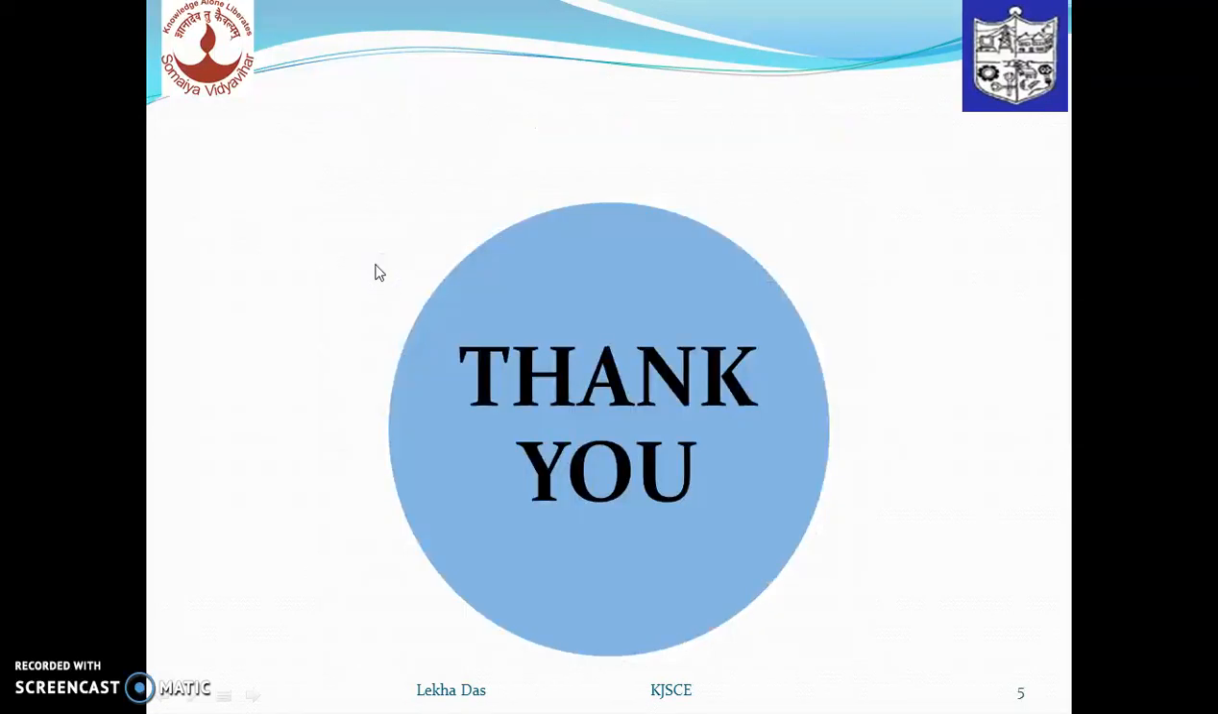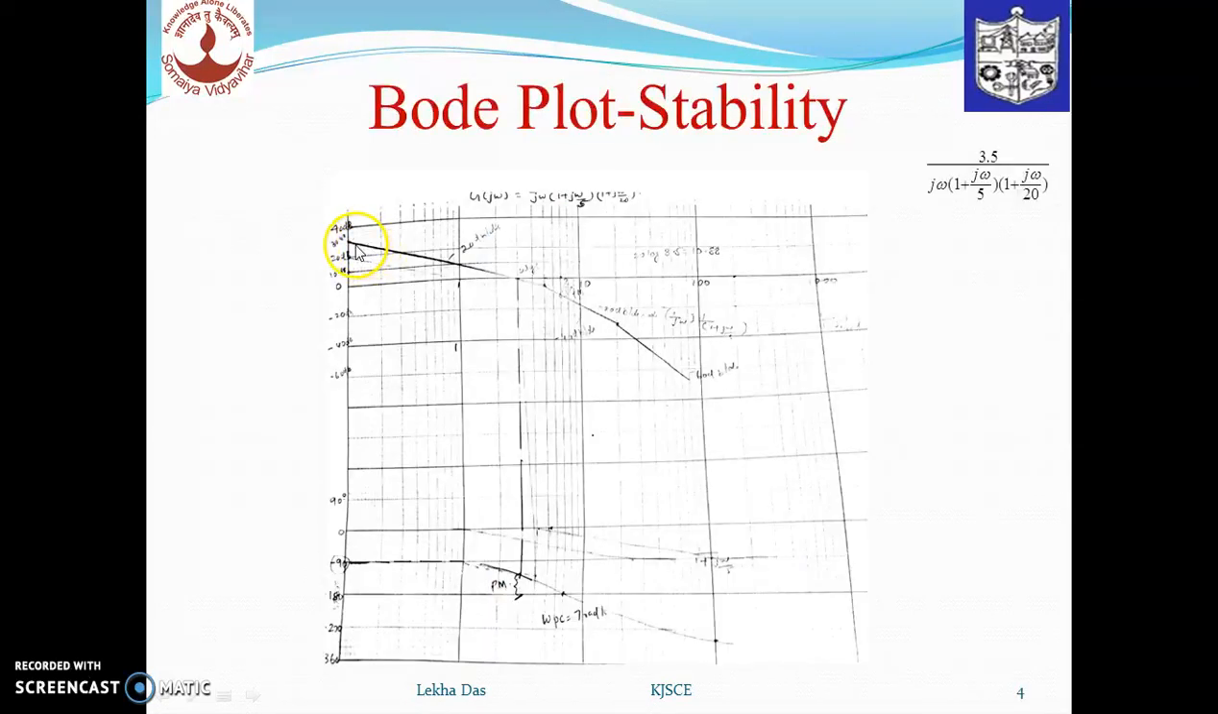So my magnitude plot gives me a slope of minus 20 decibel in the beginning up to omega equal to 5, and from omega equal to 5 to omega equal to 20, I have a slope of minus 40 dB per decade, and from omega equal to 20, the slope of the magnitude curve is minus 60 dB per decade. And the corresponding phase plot is also done.